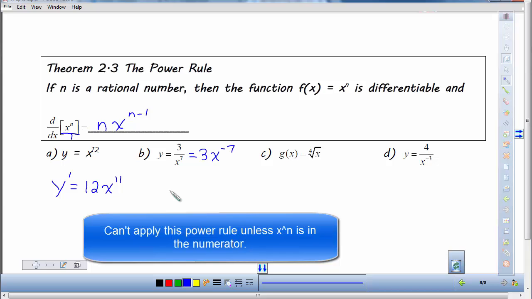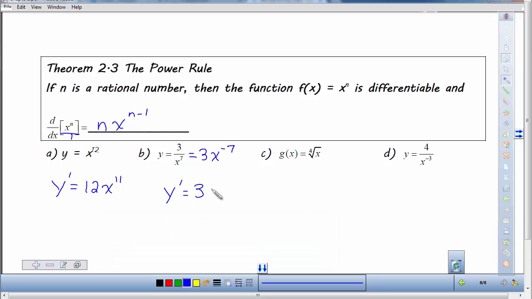And then now we're going to say y prime, and we're kind of going beyond one of our rules, but just take it that this is right. The 3 I'm just going to put on the side for right now. And so we get -7, bring that -7 out front, and then we have x to the -8. I subtracted 1. So we get -21x to the -8, or -21 over x to the 8th.